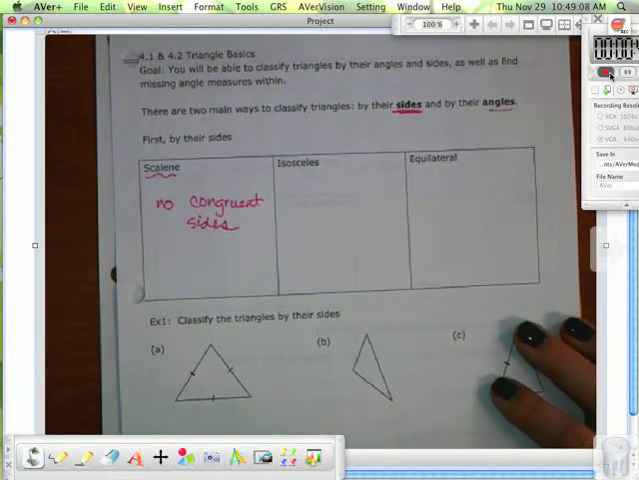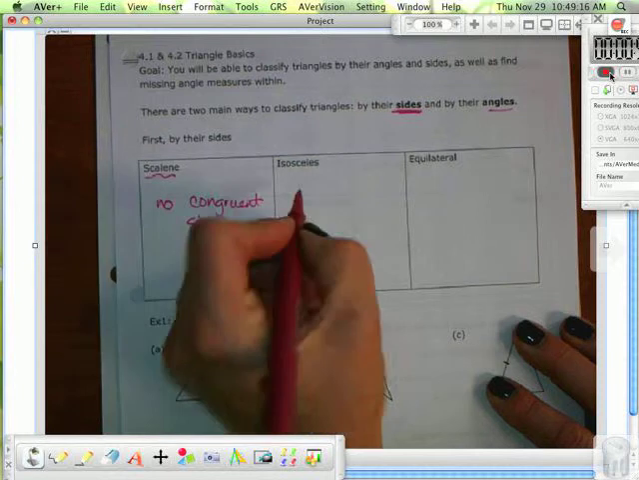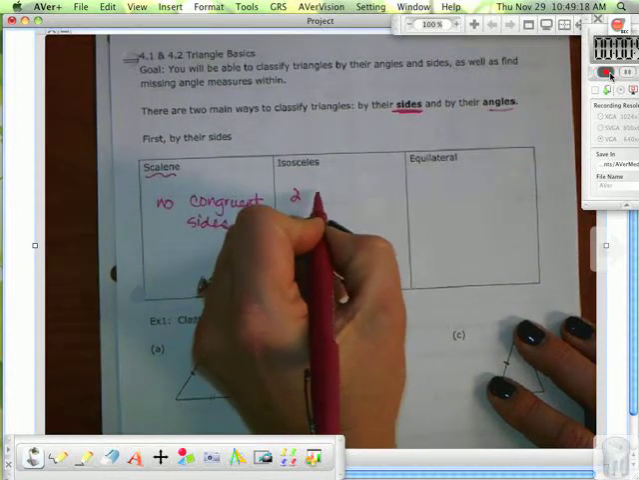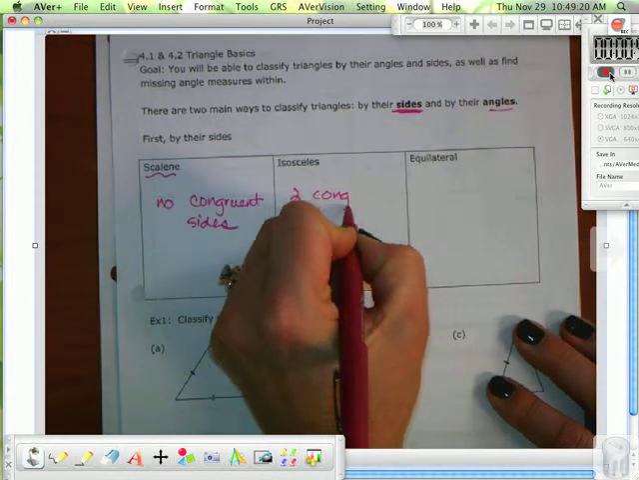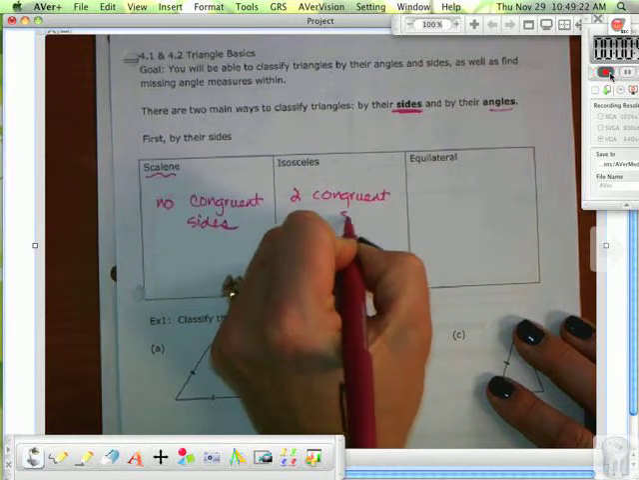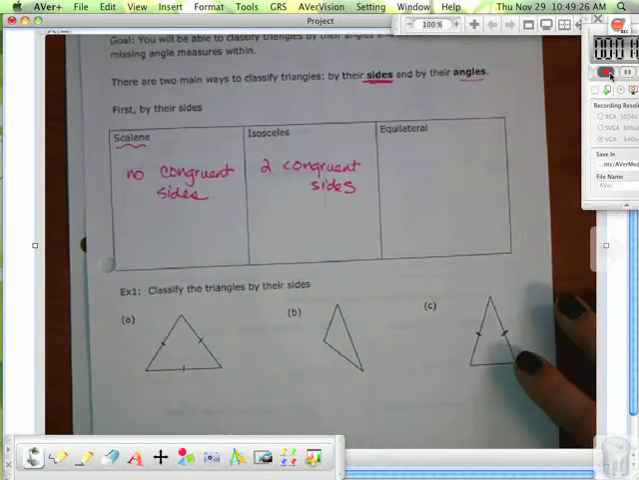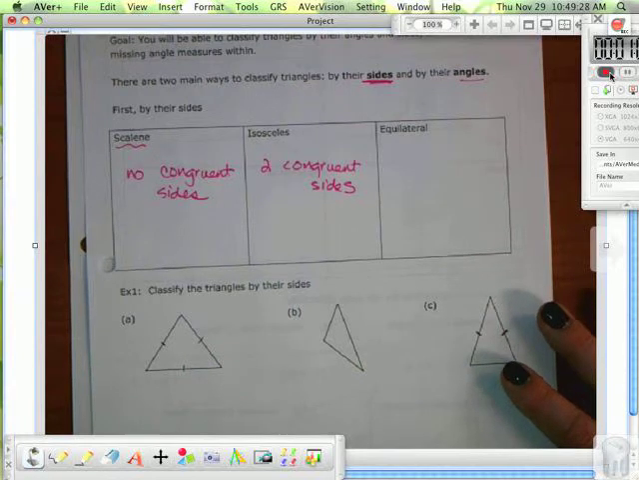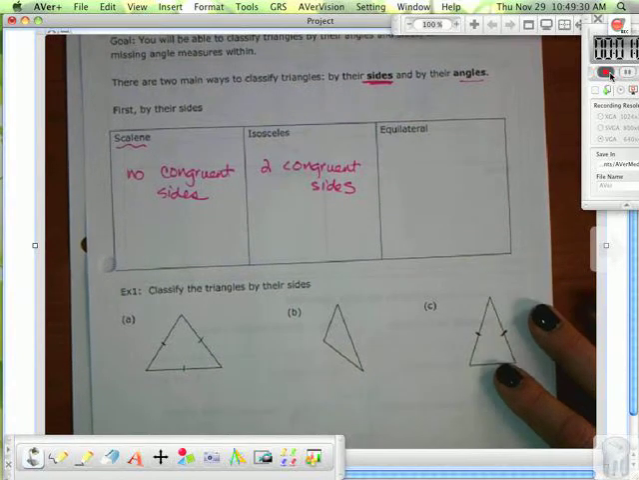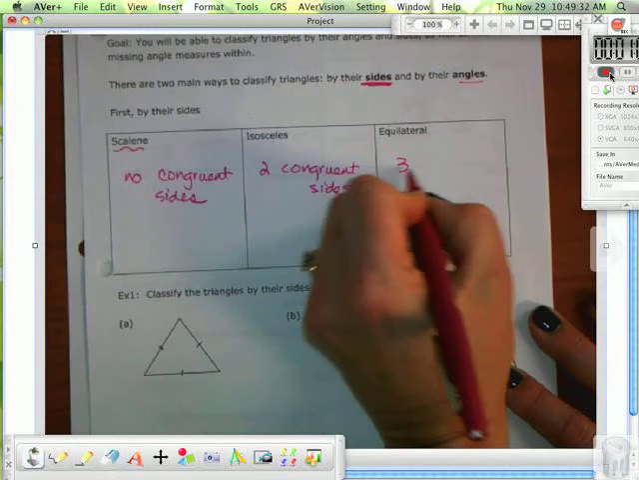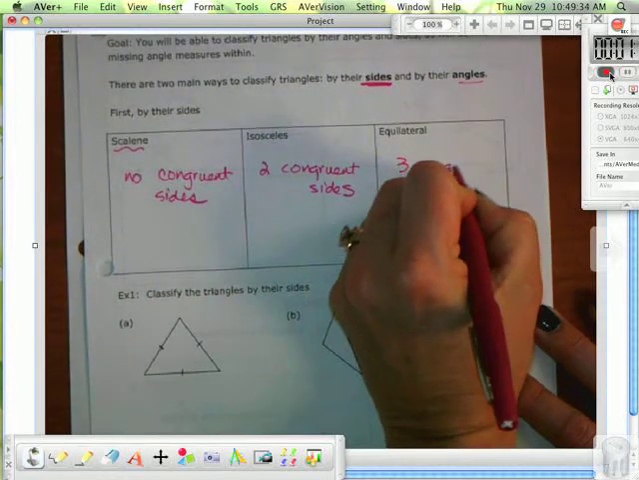How about isosceles? Diana, what do you think? One, two of the same. Right on. At least two congruent sides. An equilateral. The word lateral means you're referring to sides. Dom, what do you think? All equal. They're all congruent. Three congruent sides. Very good.